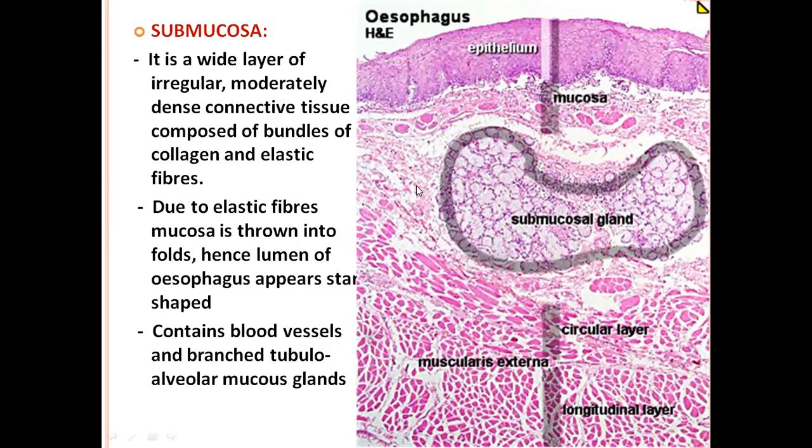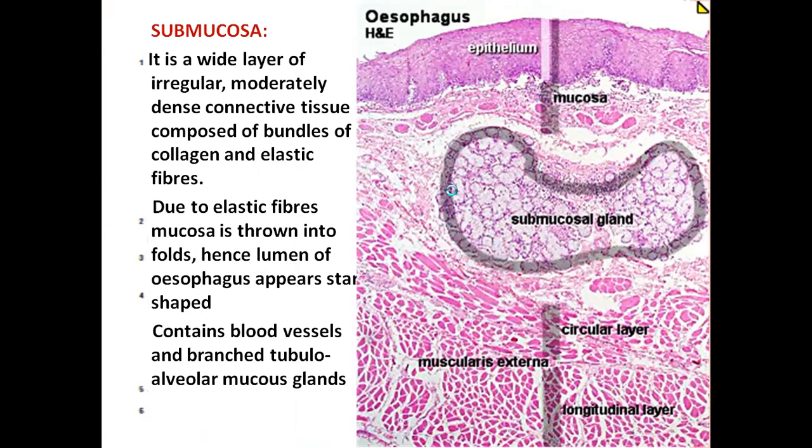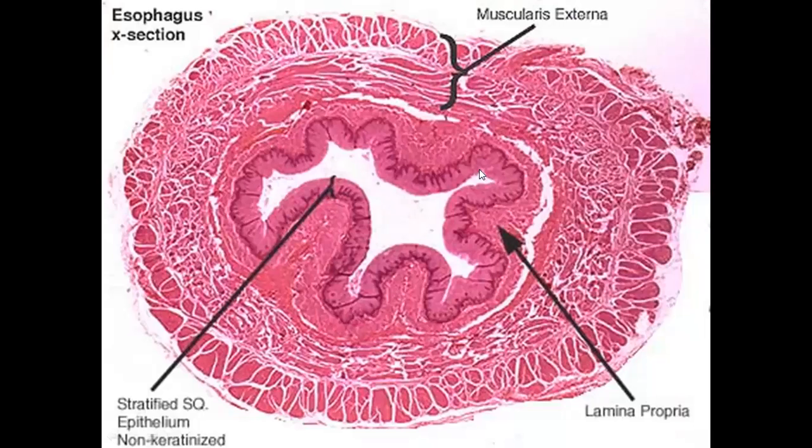Okay, then this submucous layer, as I've shown you in the previous slide, has so many blood vessels, arteries and veins, cut sections, and we have esophageal glands, isn't it? So it contains blood vessels and branched tubulo-alveolar mucosal glands. So this looks like a star when you take a complete section. It's not possible to see completely under a normal compound microscope, but when you see the cut section grossly in the dissection hall, the lumen looks star-shaped because of the presence of so many mucosal folds, which are produced due to the collagen and elastin fibers present in the submucosa.